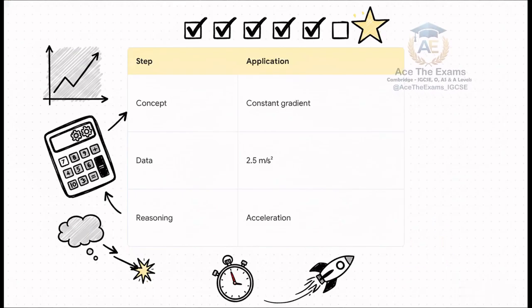By structuring your answer exactly like this, the examiner literally has no choice but to award you maximum points. Every single hidden box on their mark scheme is checked off.